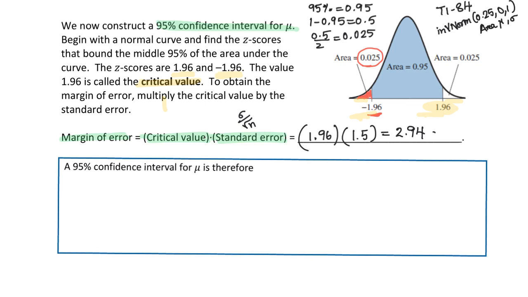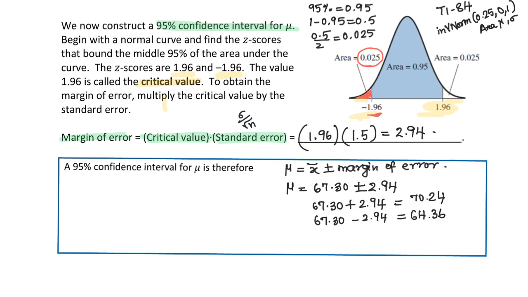Now we find the margin of error. So the population mean mu is actually x bar, the sample mean, plus or minus the margin of error. So mu equals 67.30 plus or minus 2.94. So we get two values, one with the plus sign and another with the minus sign.